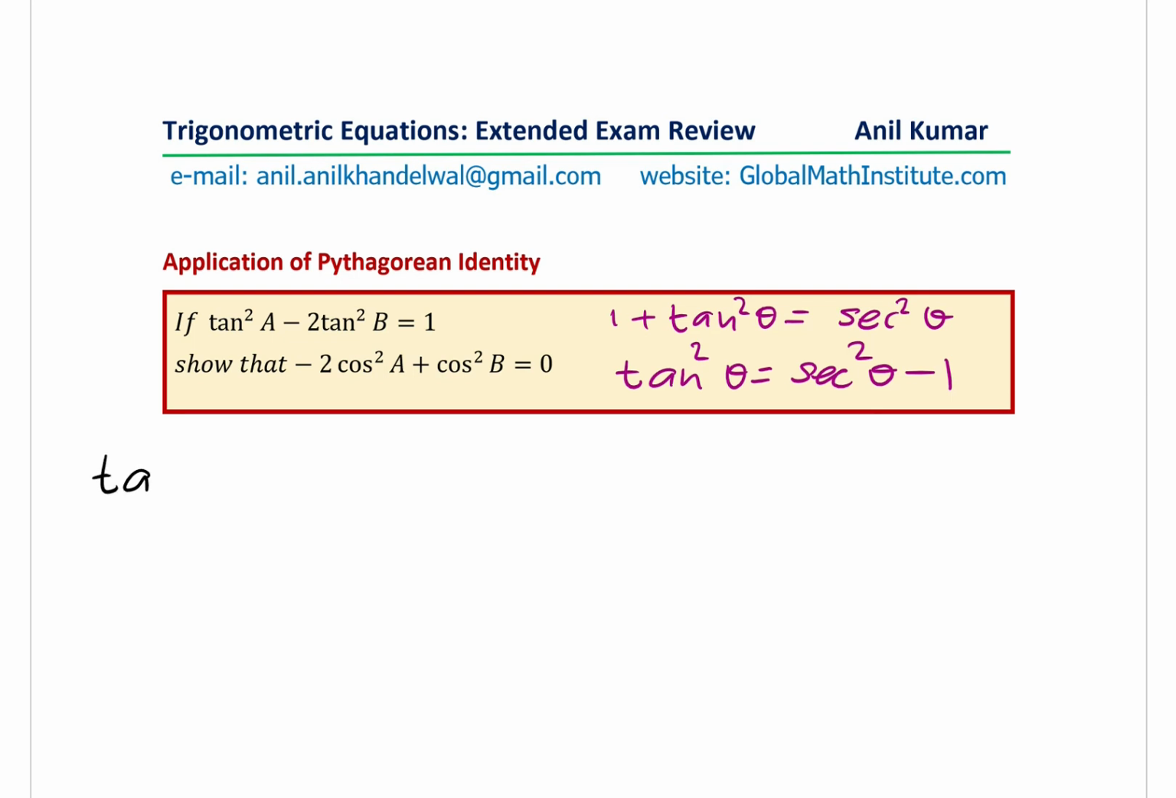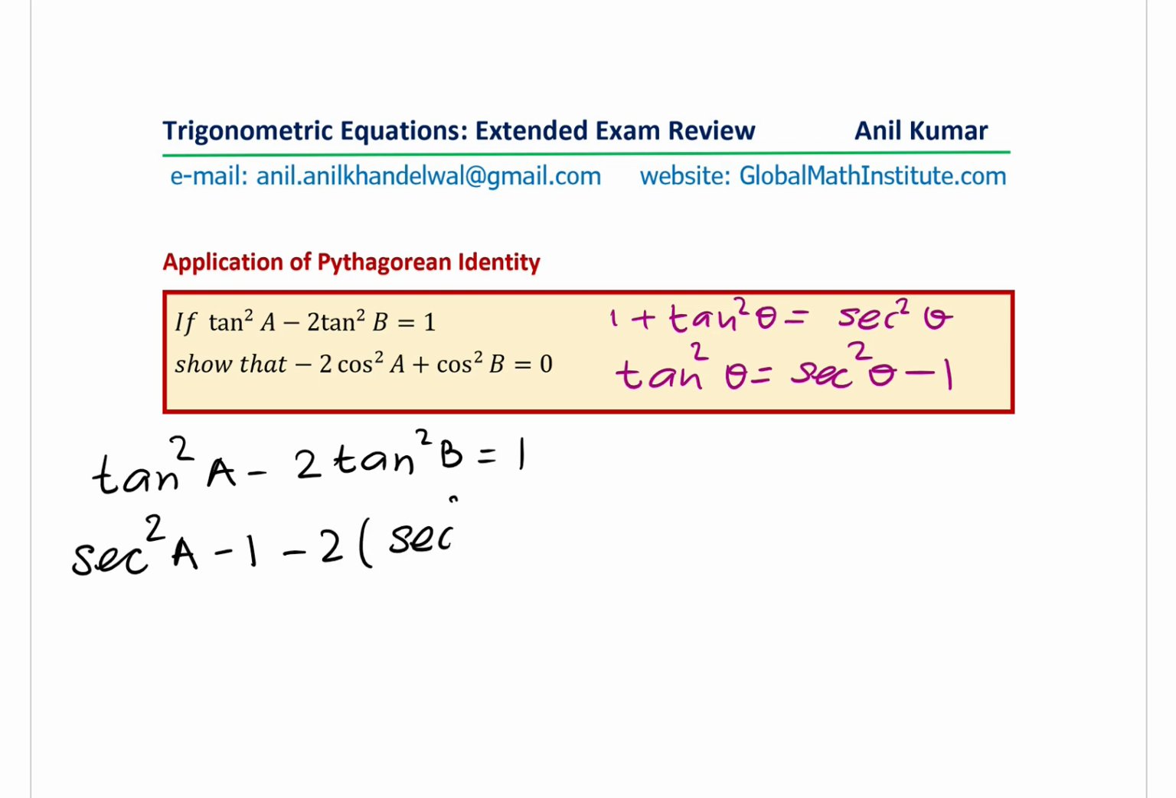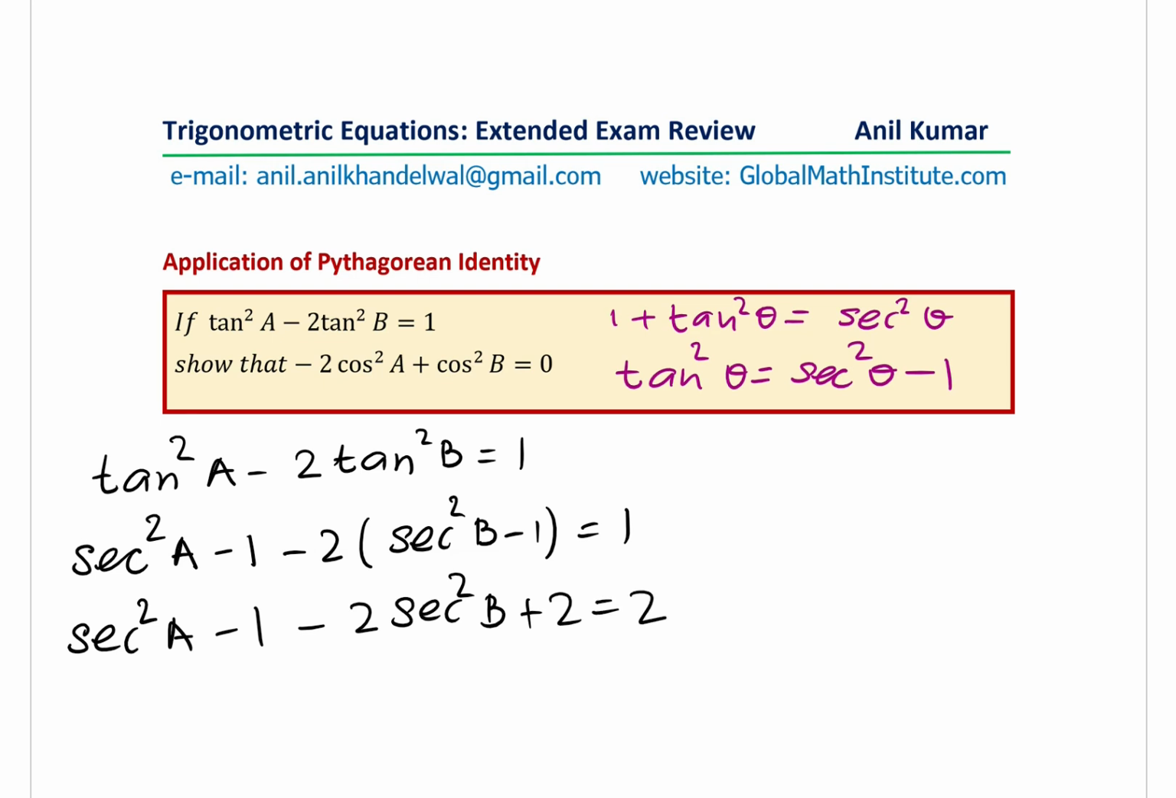So we are given tan square A minus 2 times tan square B equals to 1. Writing tan square A in terms of secant, we get secant square A minus 1. And here we get 2 times secant square B minus 1 equals to 1. So that gives you secant square A minus 1 minus 2 times secant square B. That minus minus becomes plus 2, equals to 1. Correct. Now, bringing this term to the right side, minus 1 plus 2 is plus 1. So what we get here is secant square A minus 2 secant square B equals to 0, right?